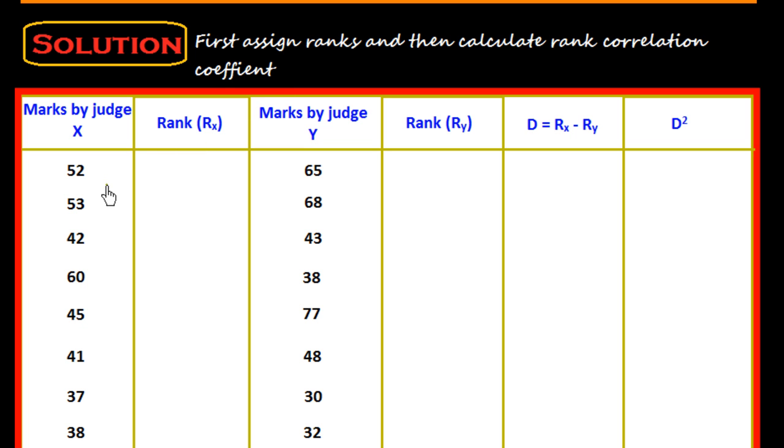First we assign the ranks. We could give rank 1 to the largest one and then go in decreasing order, rank 2, 3, or we could give rank 1 to the smallest one and then go in increasing, ascending order. There is no hard and fast rule on how you approach this ranking technique.